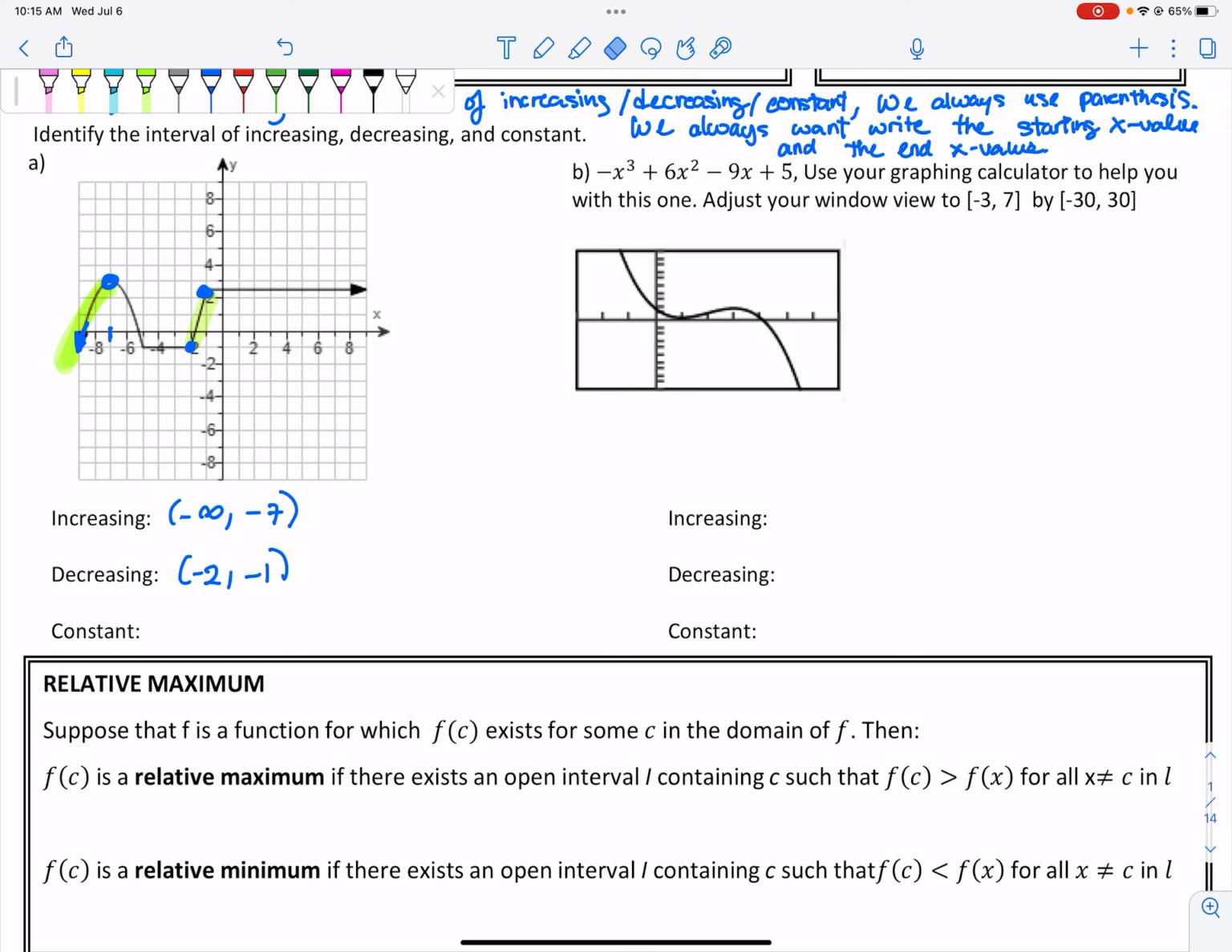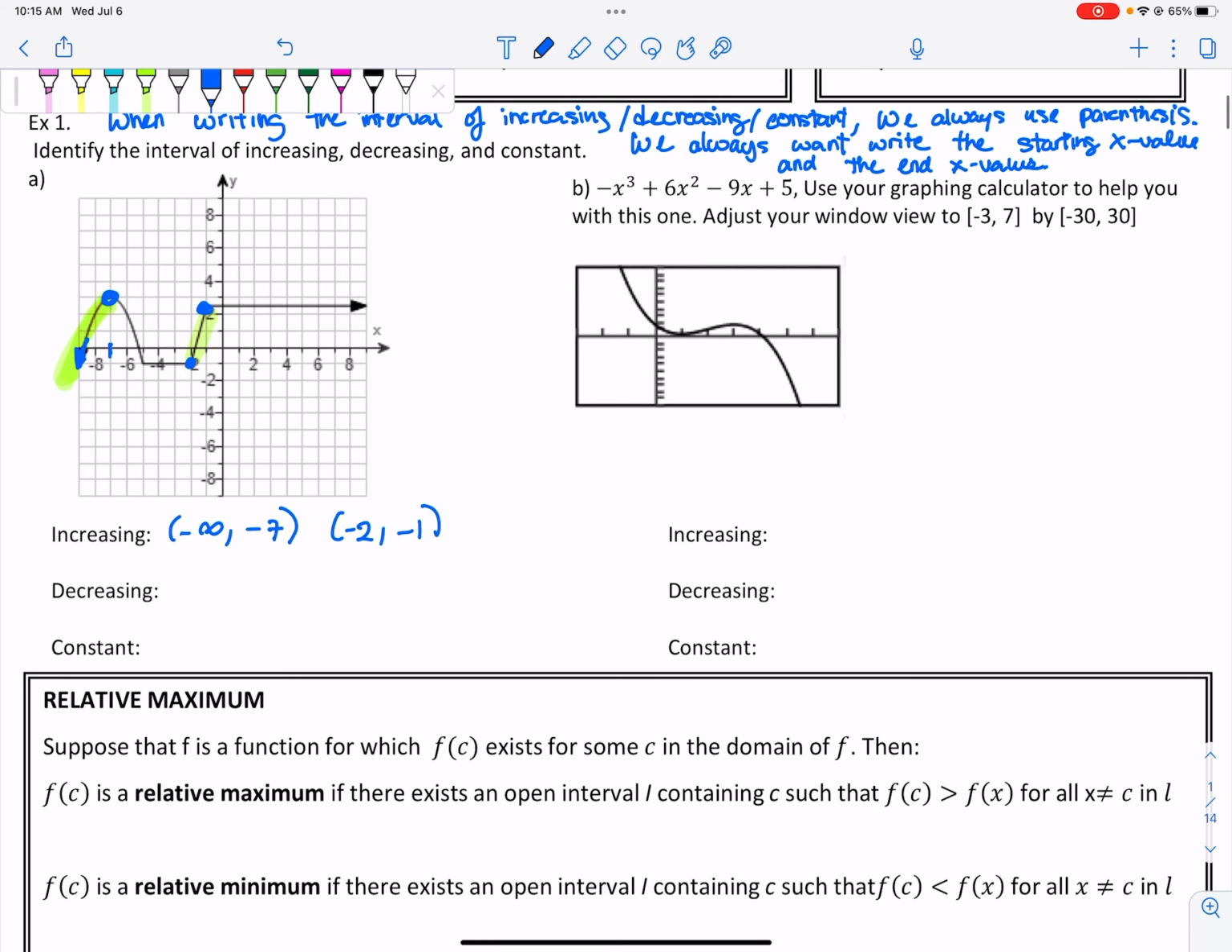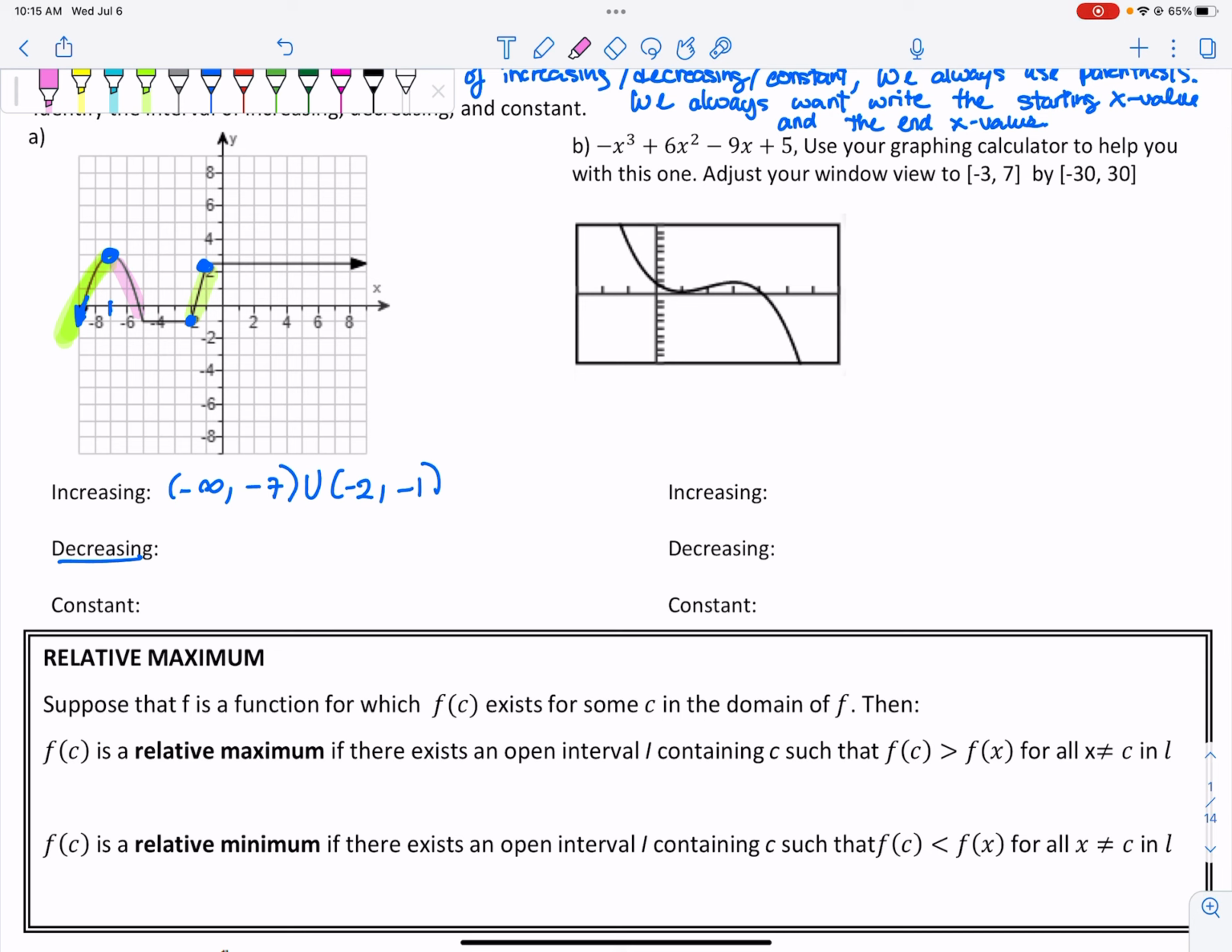Next, constant. Oh, sorry, this interval was increasing, not decreasing, so let's move that back up there. Next, decreasing. So let's highlight where it decreases. The x value where it starts to decrease is at negative 7, and the x value where it stops decreasing is at x equals negative 5.